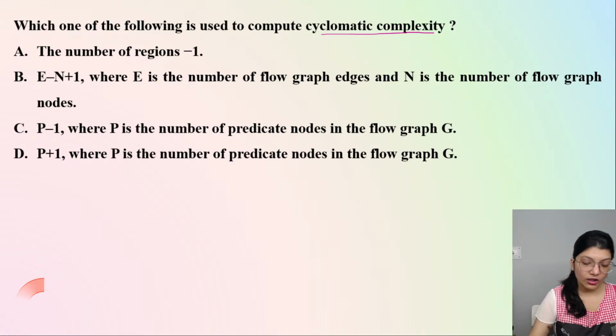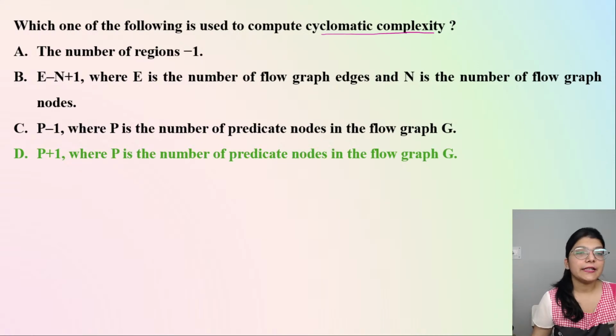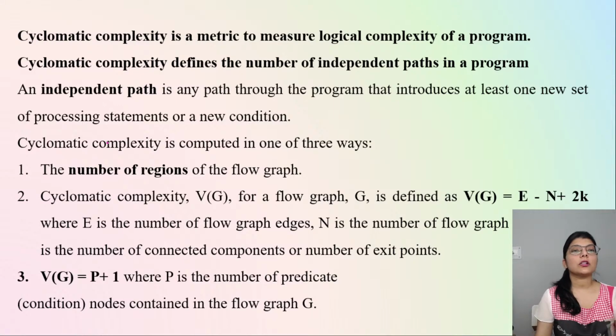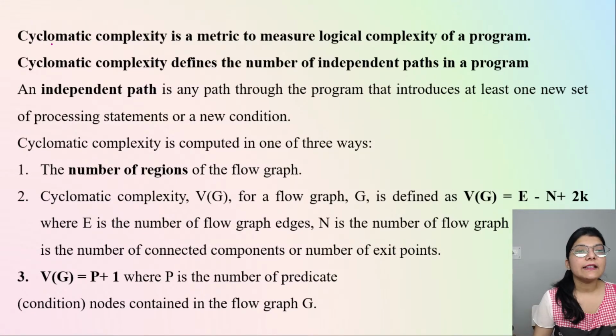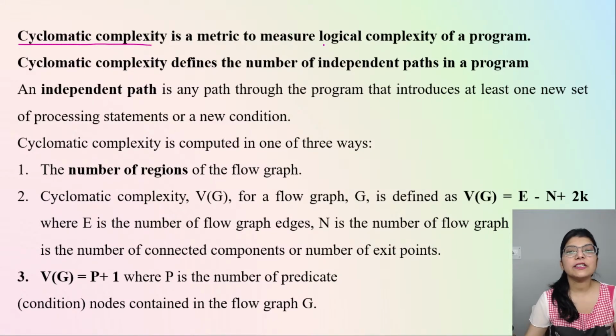Well, the correct answer is option number D. The correct answer is P plus 1, where P is the predicate nodes in the flow graph G. Now, basically, let's talk about what cyclomatic complexity is. Cyclomatic complexity is used to measure the logical complexity of the program. Then what is it? It defines the number of independent paths.